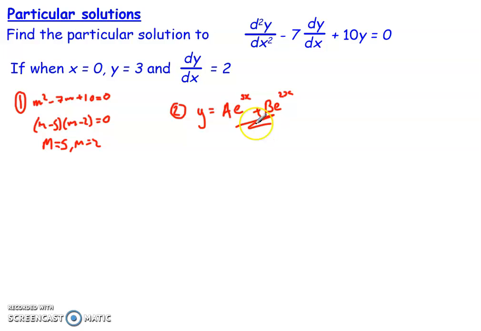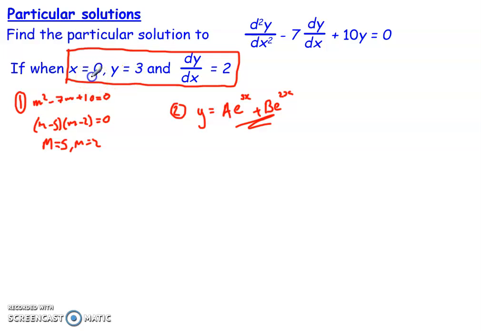Now I mentioned about getting two sets of conditions. Well, this is them. What we'll end up getting is one condition based upon the original function, where y is 3 when x is 0, and one based upon the derivative of the function. In this case, dy by dx is 2 when x is 0. We have to use these to eliminate the a and the b.